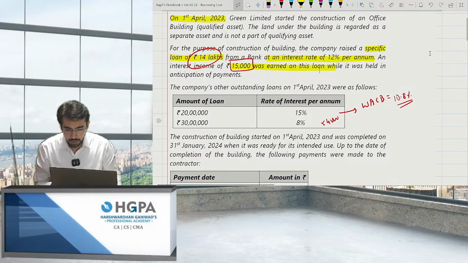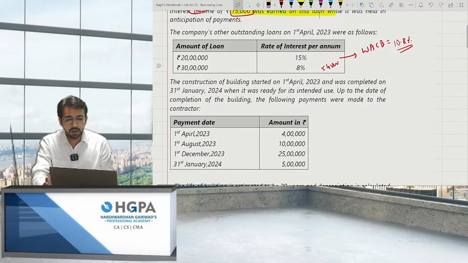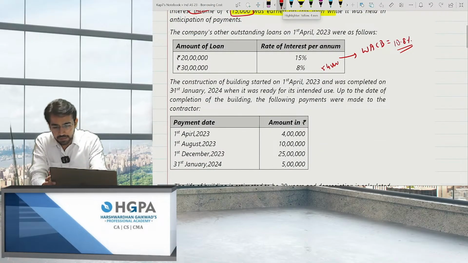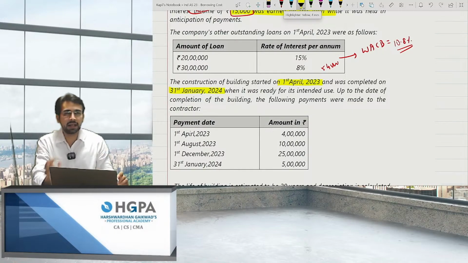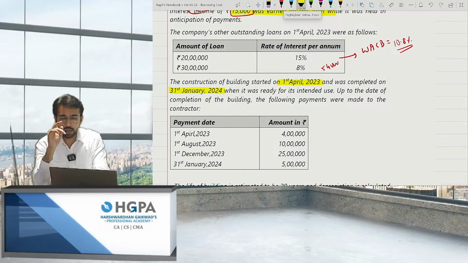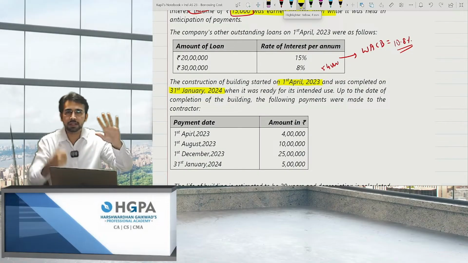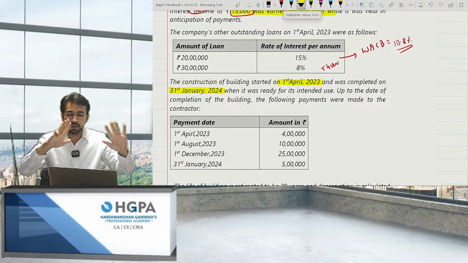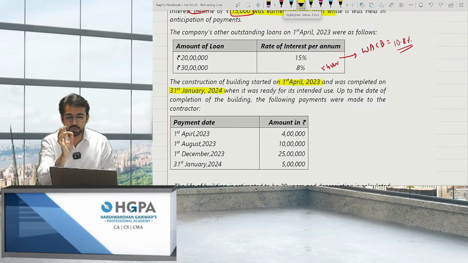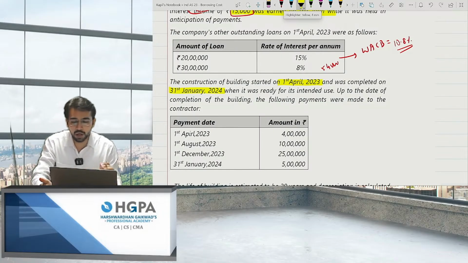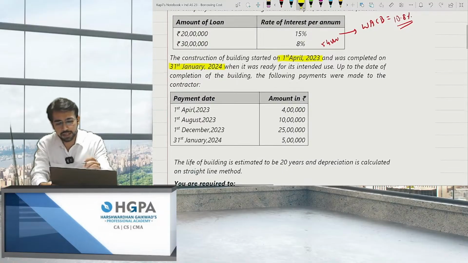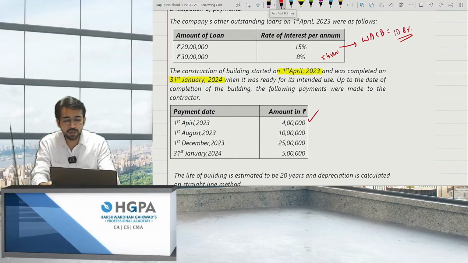Moving ahead. The construction started on 1st April and was completed on 31st January. This is important. How many months? Count. April, May, June, July, August, September, October, November, December, and January. 10 months was the total period, right? Up to the date of completion, the following payments were made to the contractor. On 1st April, it was 4 lakh. On 1st August, it was 10 lakh. On 1st December, it was 25 lakh. And on 31st January, it was 5 lakh.